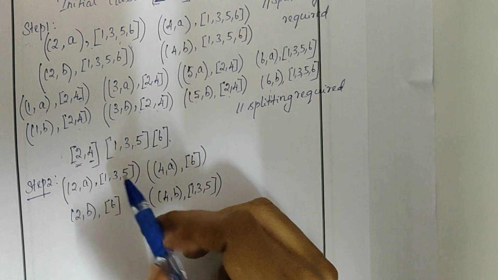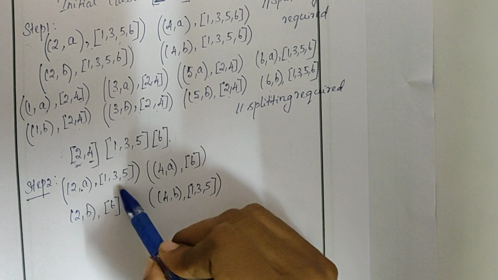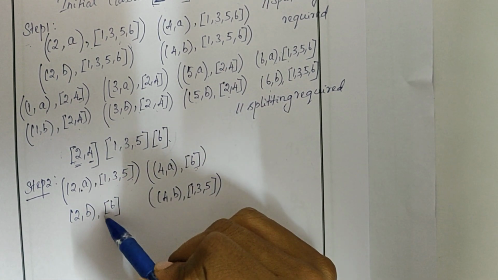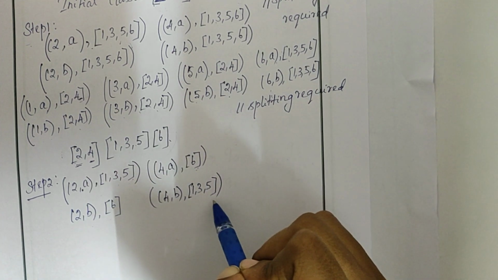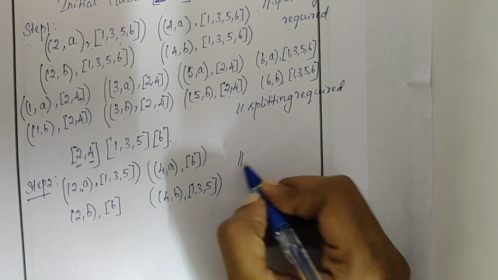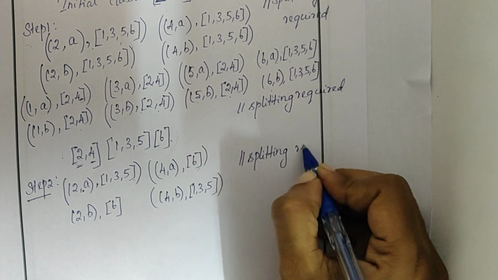Now you check for A. 2, when it takes A input, is moving to the 1 3 5 class. Here it is moving to 6. Right? Here it is moving to 6, and here it is moving to 1 3 5. It is not the same. It is different. So I'll write the comment splitting required.